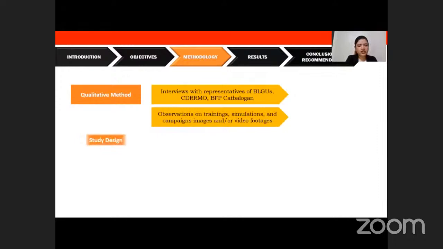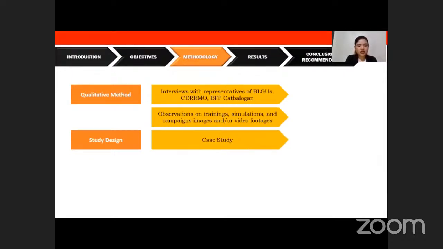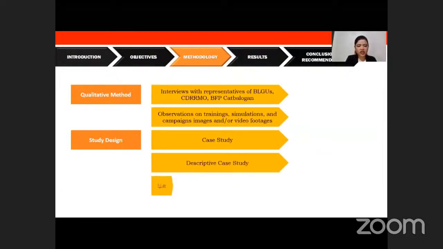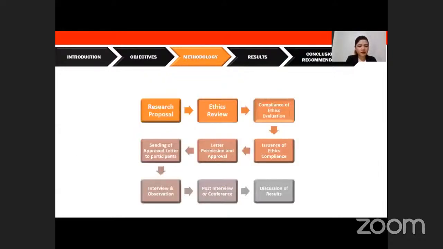Interviews and observations were conducted with participants who were selected through expert sampling. The researcher believed that they are experts and could provide the information required in this study. The study design is a case study. It is descriptive and single case, since it only deals with the Bureau of Fire and the Katbalogan community in particular.